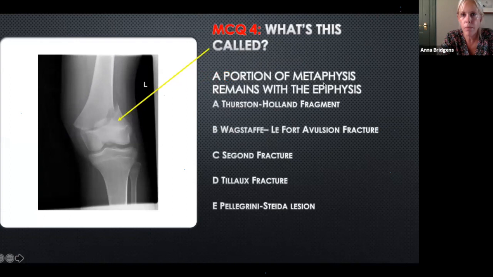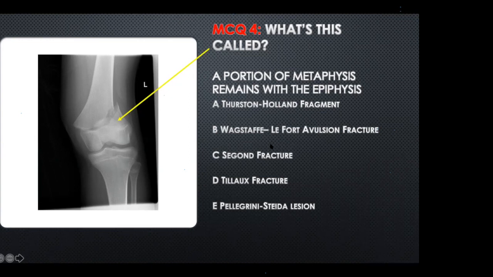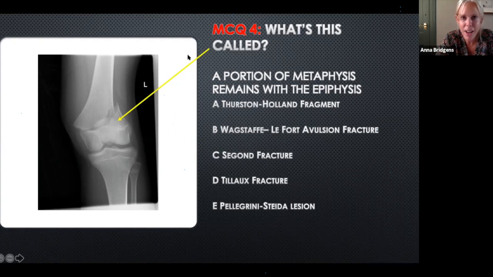Okay, so now in a Salter-Harris 2, a portion of the metaphysis remains with the epiphysis. What is my arrow pointing to? MCQ 4 here. Thurston Holland fragment, Wagstaffe fragment, avulsion, Segond fracture, Tillaux fracture, Pellegrini-Stieda lesion. The commonest answer was Thurston Holland fragment. Yeah, excellent. What was the percentage? 55%. Okay, great. So this is the Thurston Holland fragment, and it can be useful if it's a significant size for fixation, which I'll come on to now.